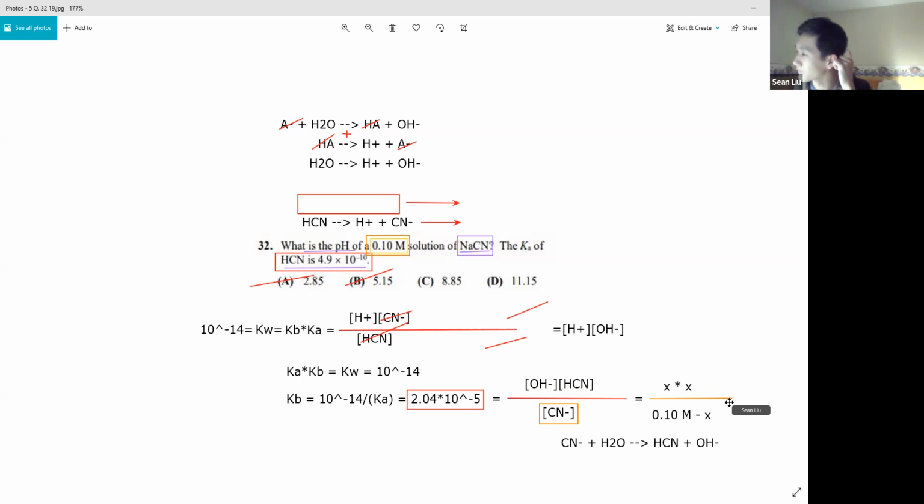All right, so basically we now have a math problem that we can solve. We have x on one side and a constant on the other. And this is a quadratic equation. We can solve this directly. x squared over 0.1 minus x equals 2.04 times 10 to the negative fifth. I am going to write that again real quick up in this corner because it's getting a little cluttered now.